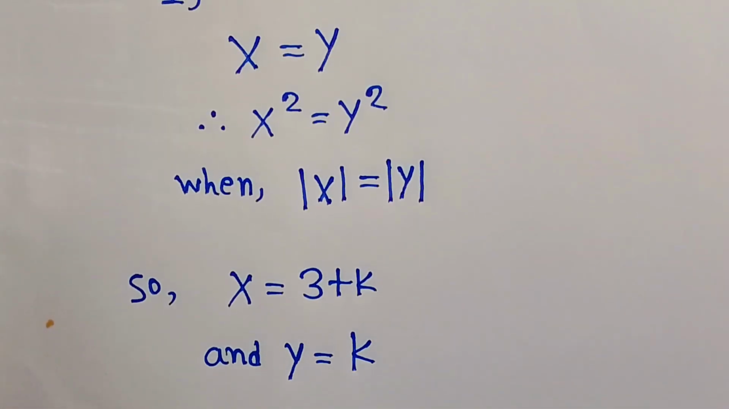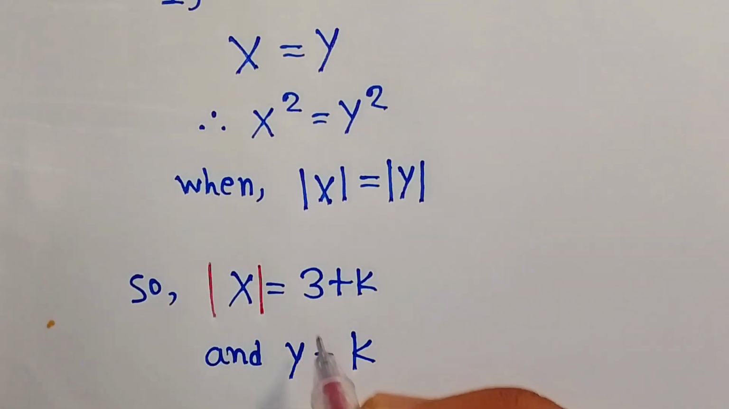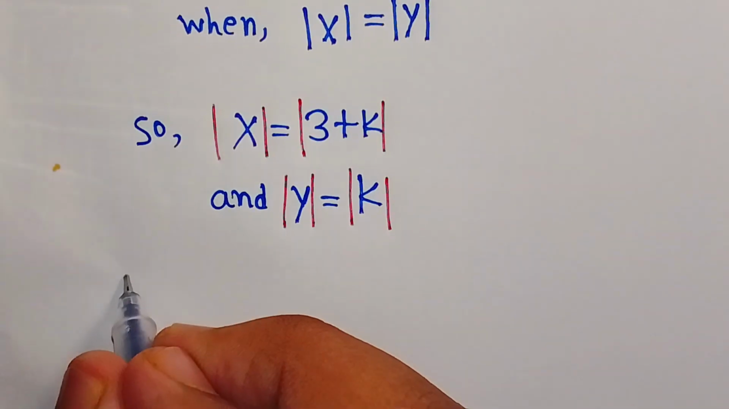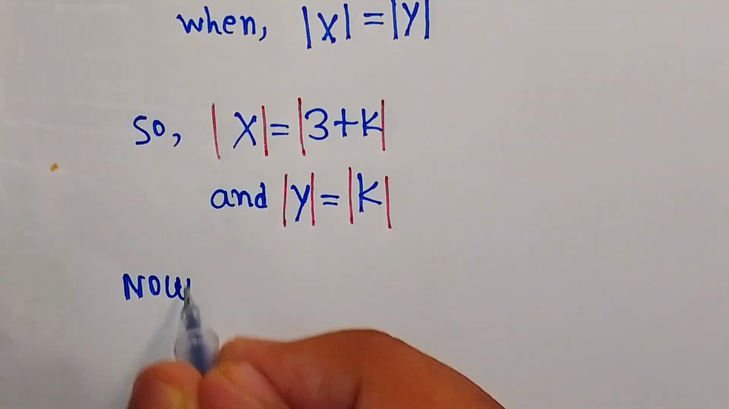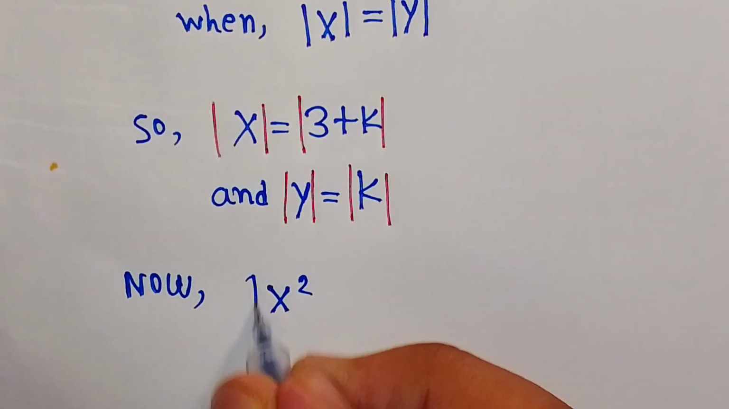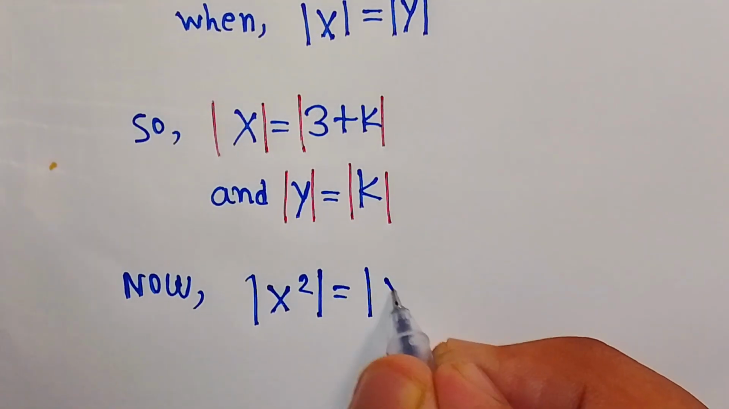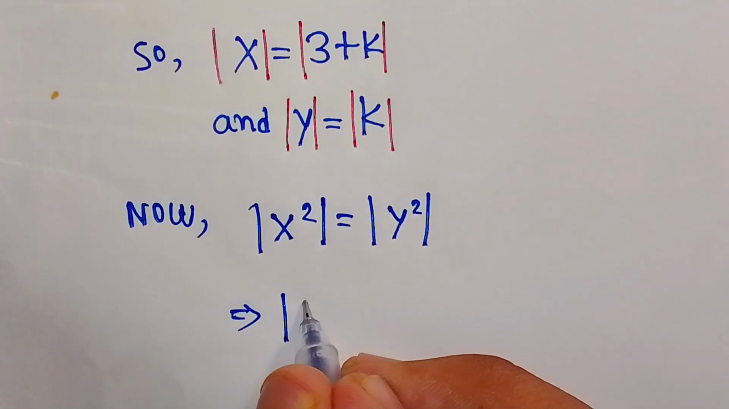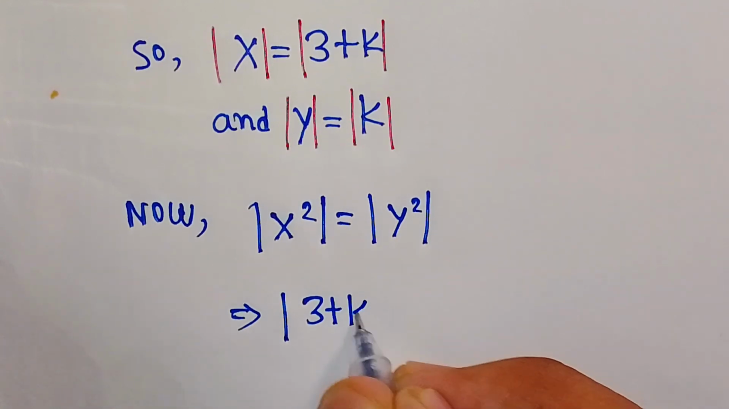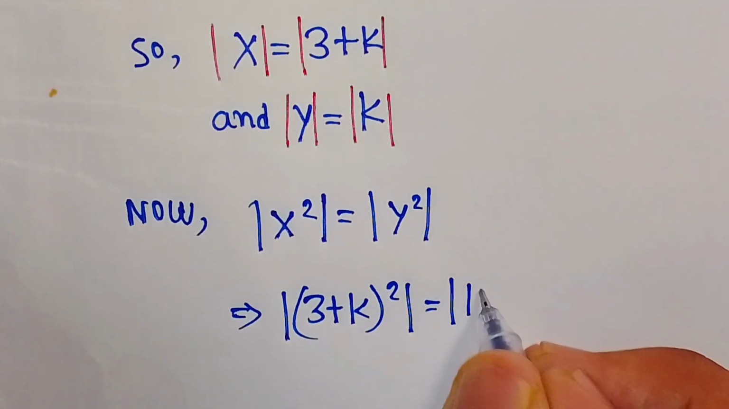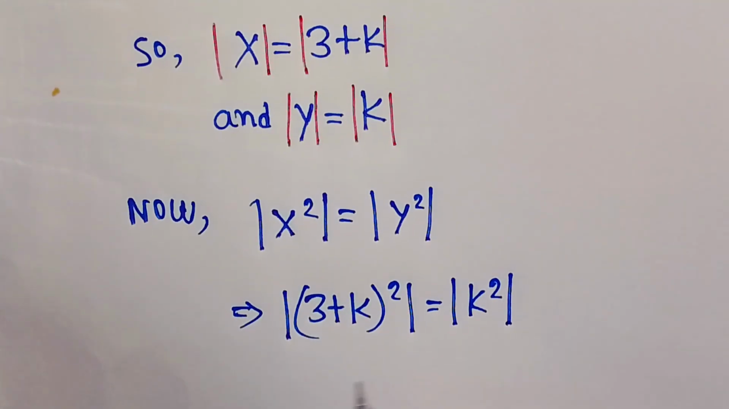Perfect. Now we take the modulus of both sides. Pay attention here, we must use modulus because this will only count when it is in modulus number or value. So we can write modulus x square is equal to modulus y square. So modulus of (3 + k) whole square is equal to modulus of k square.